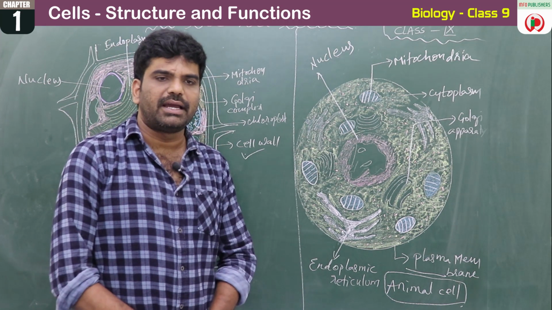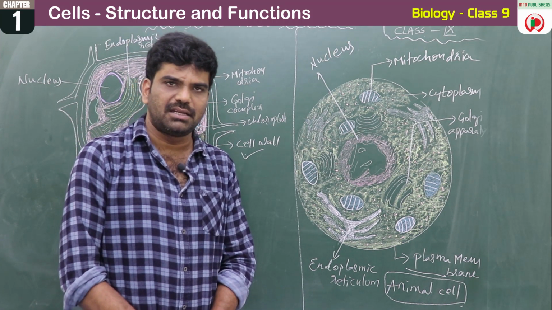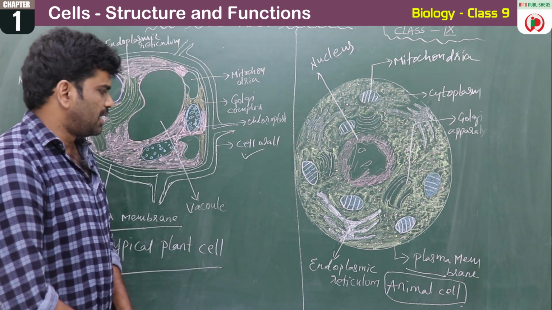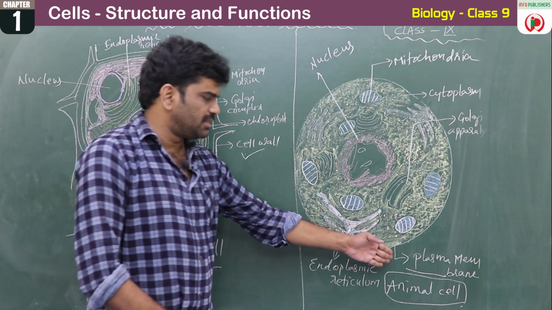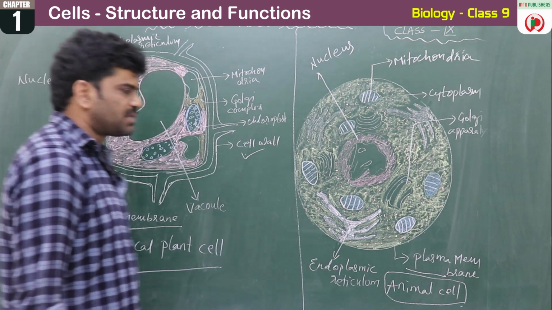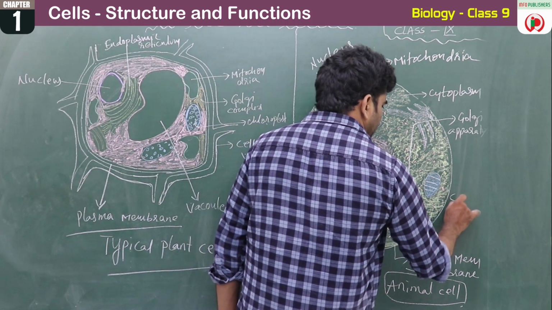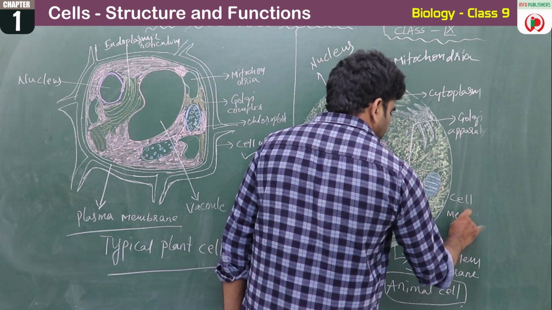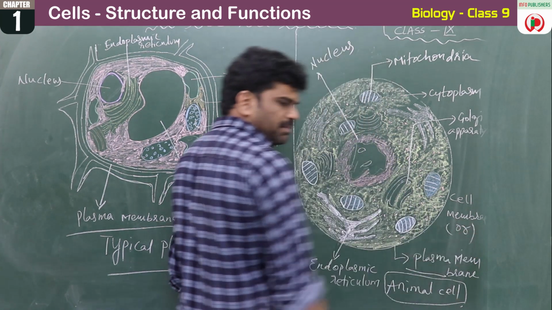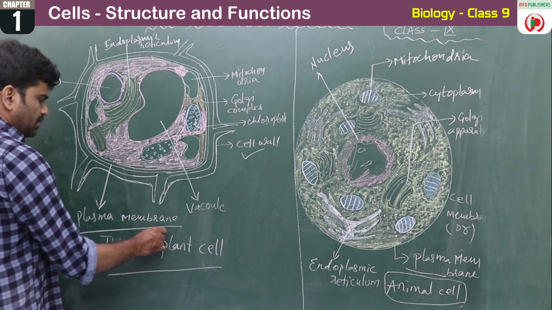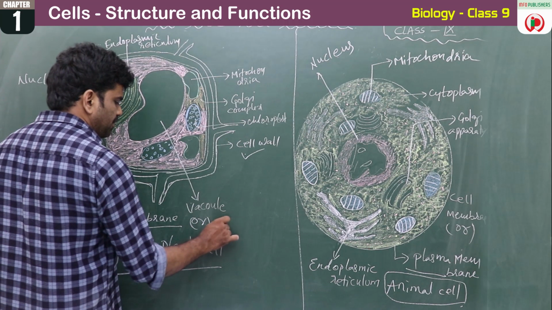So we have the diagrams of plant cell and animal cell. Yes or no? So that is the cell membrane or plasma membrane. So the plasma membrane is there. The other name for plasma membrane is cell membrane. Here also the other name is cell membrane.